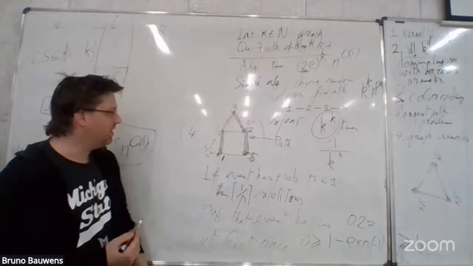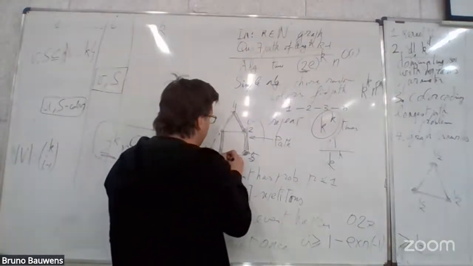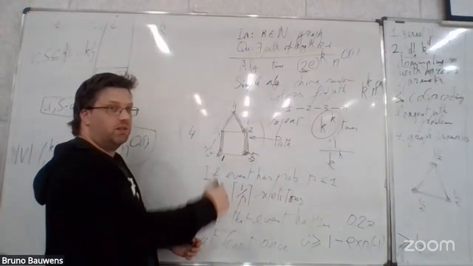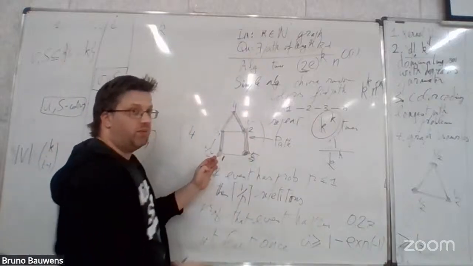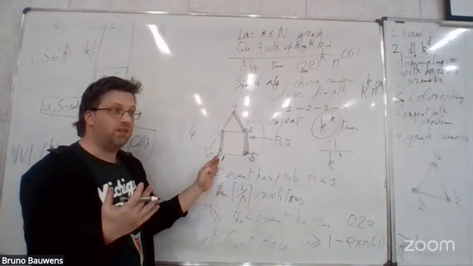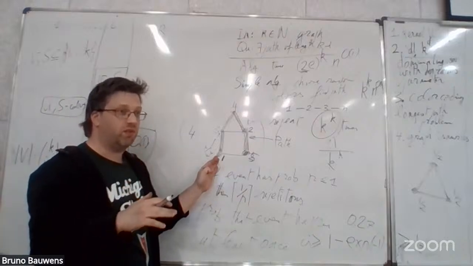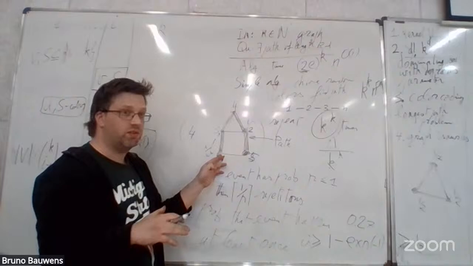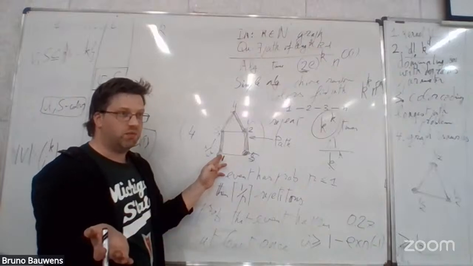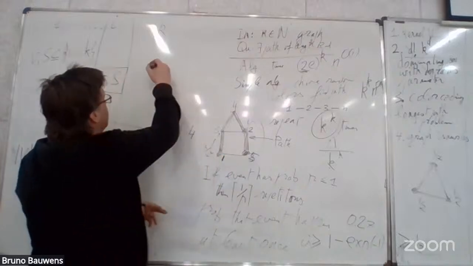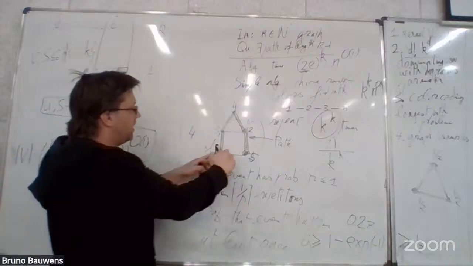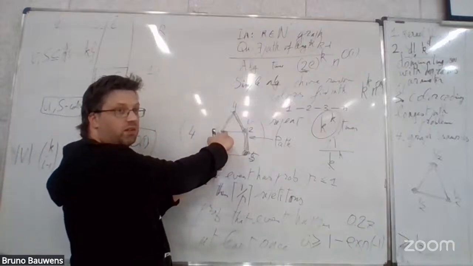So let's fix a path. And we have to check the probability that every node in the path has a different color. So let us think about the first node. Any color is good, right? So we have 1. Then the second node. How many colors are good?